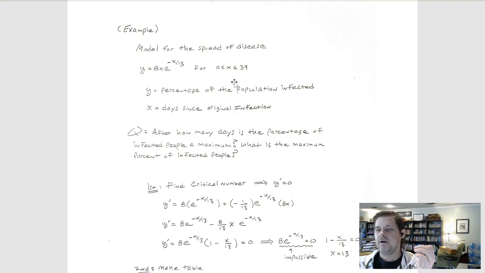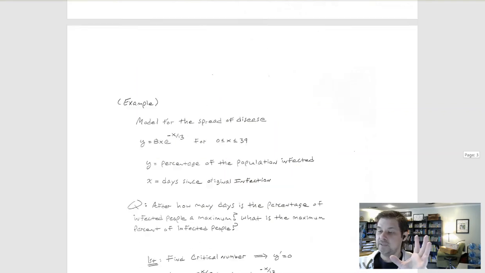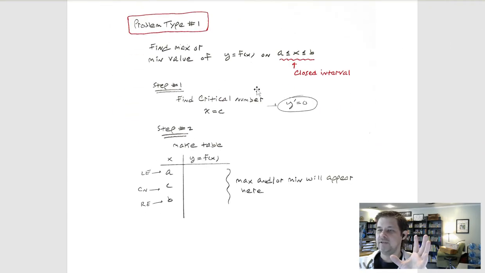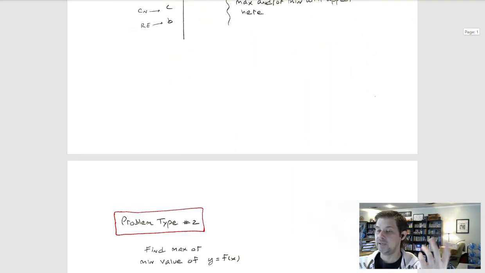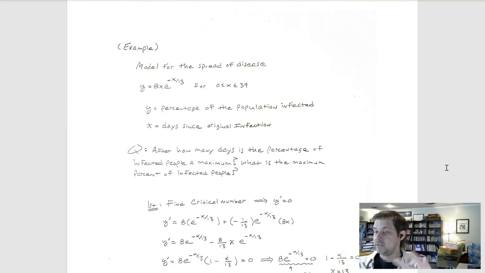All right, now that applies from 0 days since the original infection out to 39 days. So here we see another closed interval. So just based on that, I know I'm going to take this approach of finding the critical number, making a table with that critical number and the left and right endpoints of my given closed interval, and then my max or min, whatever I'm looking for, will appear over there. Okay, so we know our strategy.